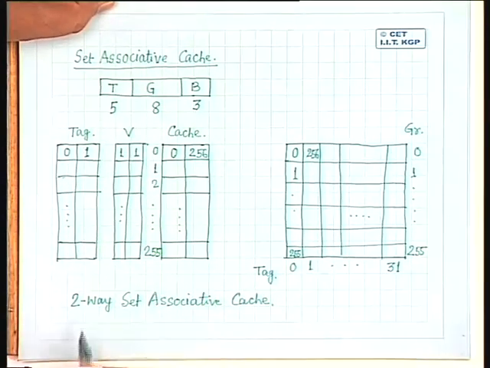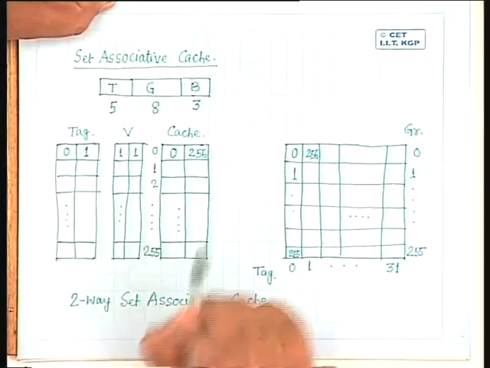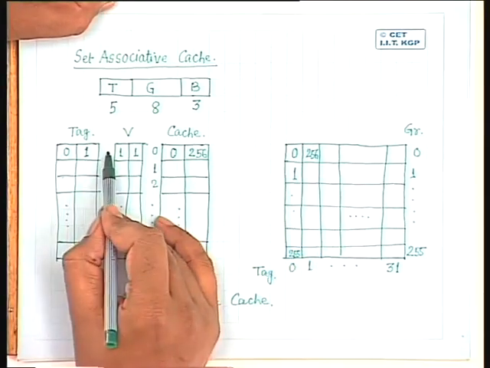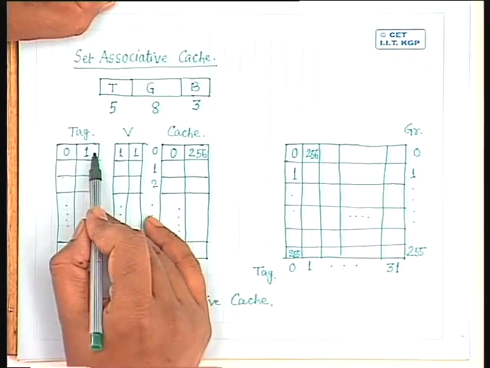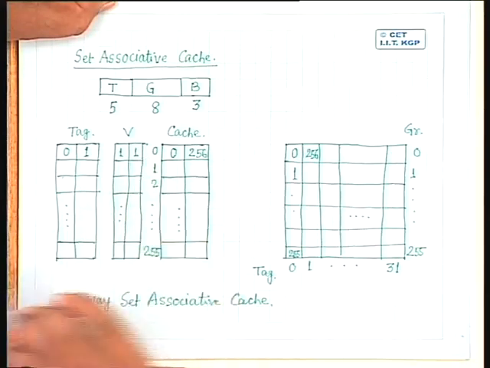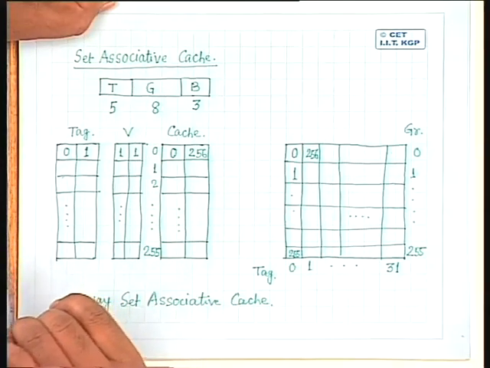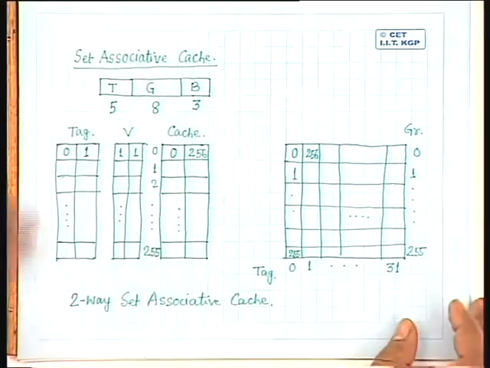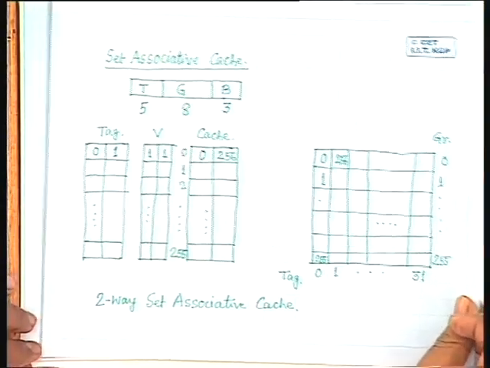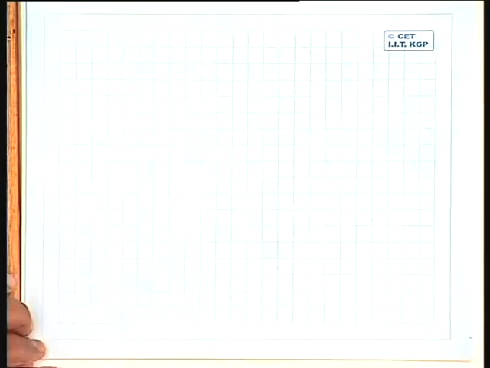Similarly, I can have a 4-way set associative cache where every set will consist of 4 cache lines. For every set there have to be 4 tag memory locations, and I have to have 4 valid invalid bits. Now, what will be the architecture for this type of set associative cache memory? It is simply the extension of the direct mapped cache.